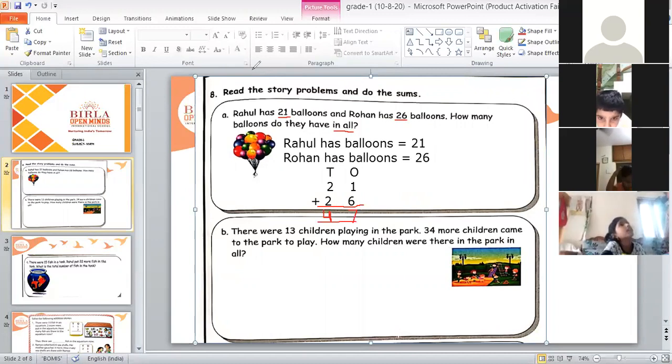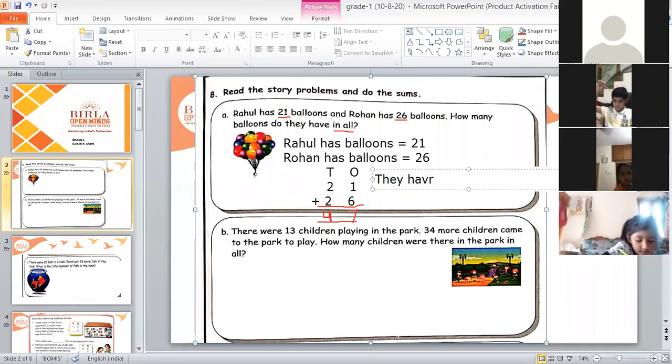Answer is 47. Children, I don't have sufficient space, so I'm writing here. Next statement I'm writing here. You all can also write here where I am writing now. Your last statement should be, I am writing the last line here because I don't have sufficient space. If you don't have sufficient space, you can also write here where I am writing.